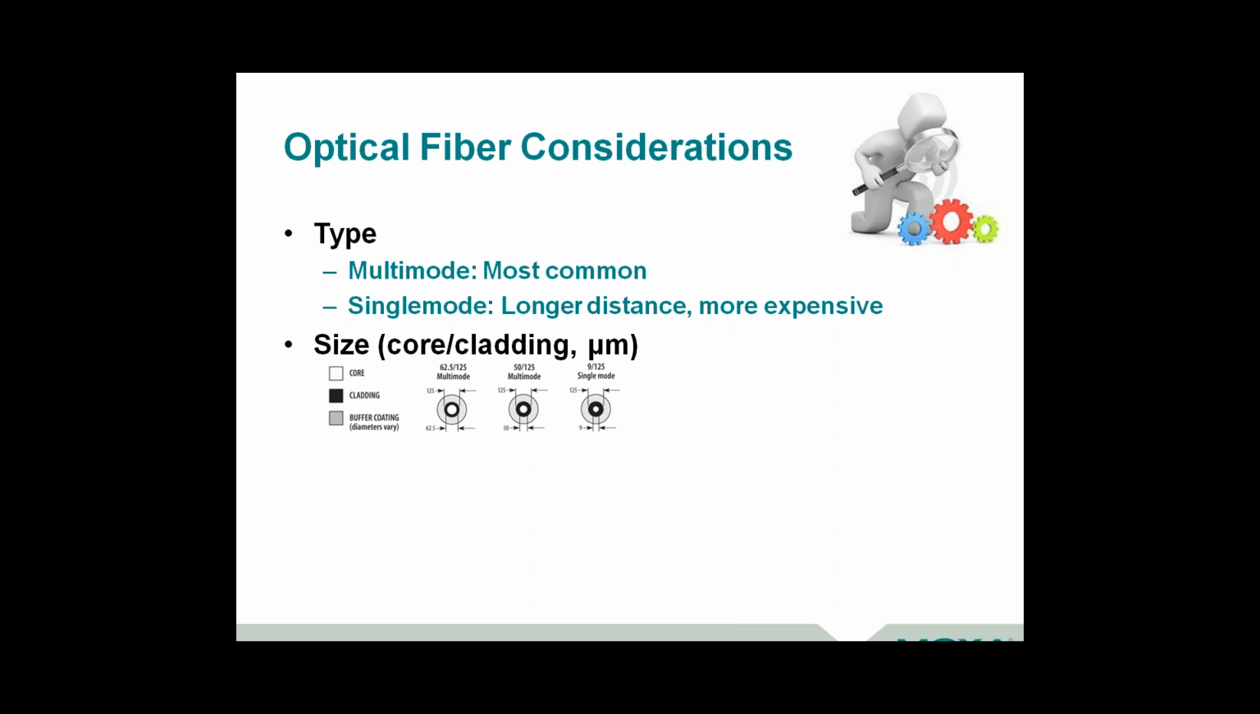You'll find a little about the construction of that. This is showing the core, which is the actual light carrying part of this. The cladding is the protective layer around it that keeps the light reflecting on itself, and then the buffer basically strengthens the fiber.